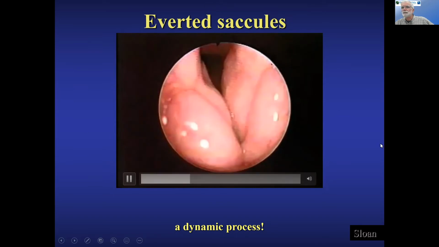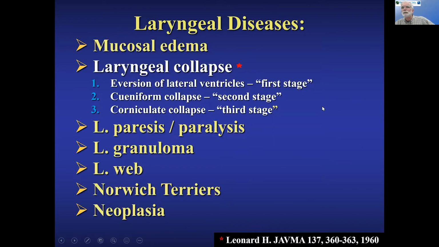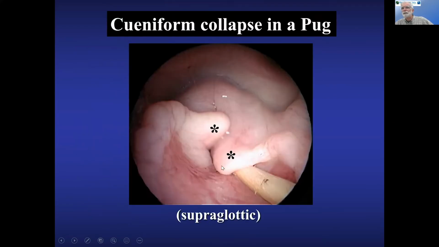All right, let's try to get on here. So that would be the first stage that Harm Leonard was talking about. Cuneiform collapse is the next stage. That looks something like this. So here's a pug, and the little asterisks there are on the tips of the cuneiform processes of the arytenoid cartilages. Here's the corniculate above. If you can't remember it, I always need the mnemonic of O comes before U. So it's top to bottom, corniculate and cuneiform. Got a Q-tip here trying to see where is that opening.